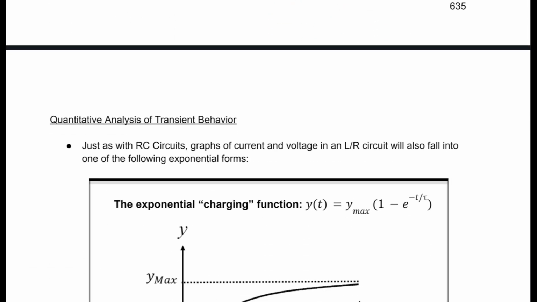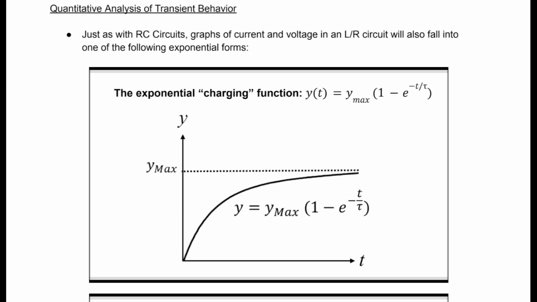So going on to some quantitative analysis, we said that all of these R over L graphs will look the same as the RC circuit graphs, where they take two forms. If something is increasing to a max value, it takes this form, which the charging function probably isn't the best name for it. I'm looking for a better name for these two parent graphs.